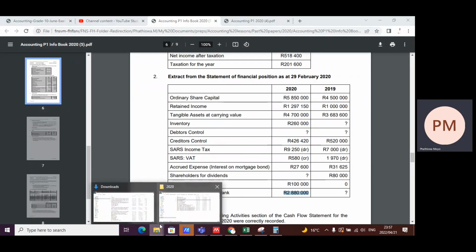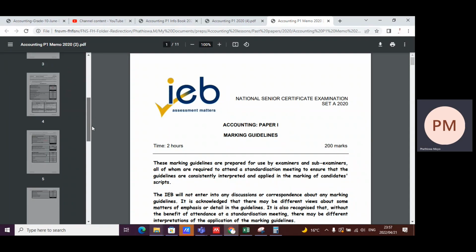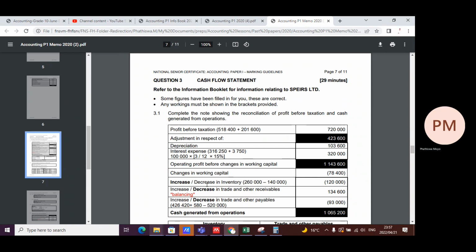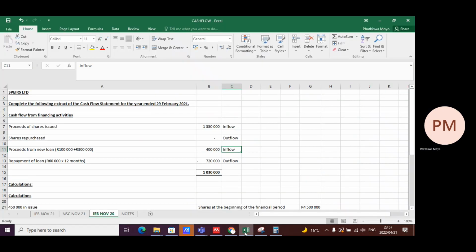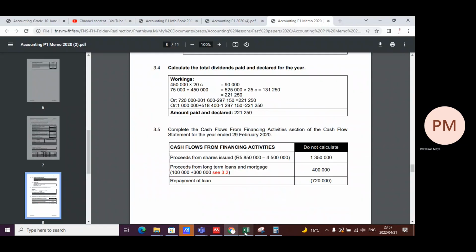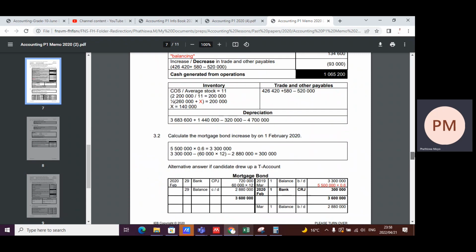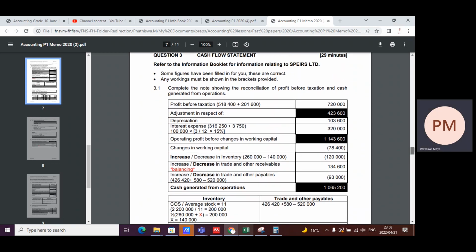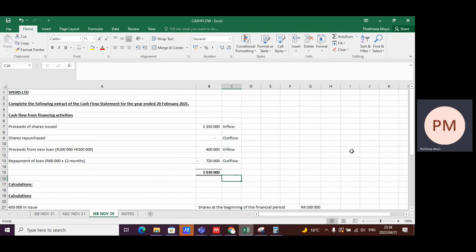Guys, let's check the memo. Let's check the memo. And 350. Guys, there you have your 7 marks. It's 7 marks plus the mortgage bond calculation. You don't need to do the account, guys. The X solves many problems. Okay.